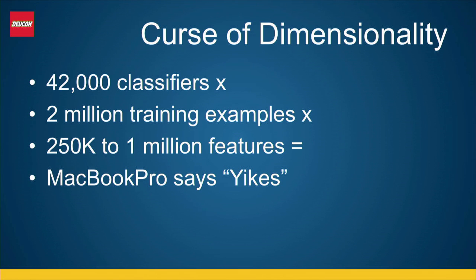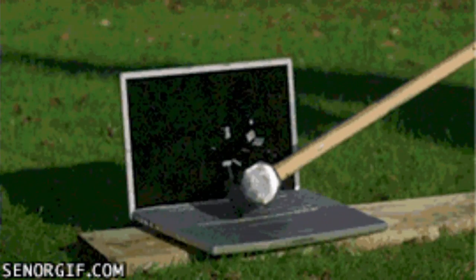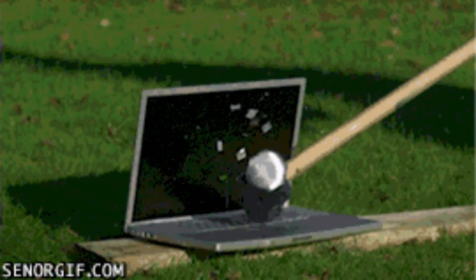So we have 42,000 classifiers. We have 2 million training examples. We got 250 to 1 million features, if you think of all the unique words in that document that have to be turned into vectors by the tf-idf vectorizer. My MacBook Pro says yikes. So we got this guy going. There's my MacBook Pro. That goes on for a while, but getting kind of short of time here, so we'll move on.